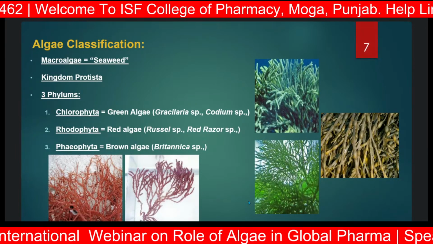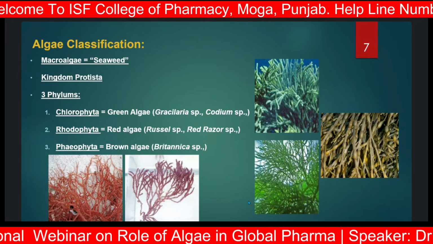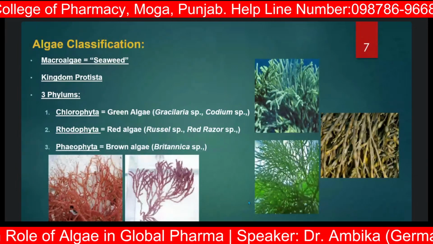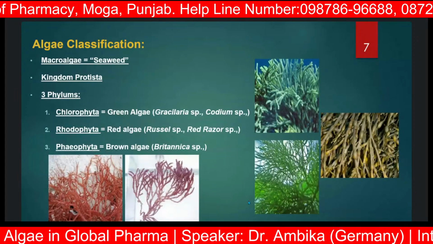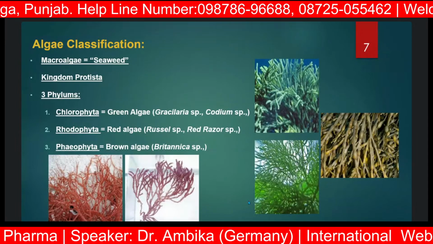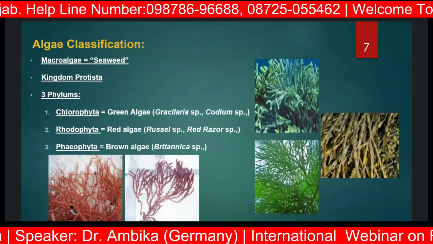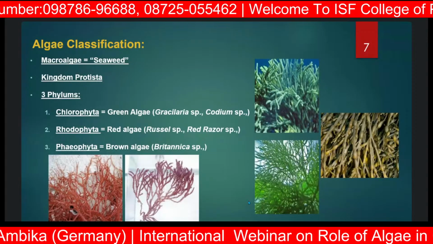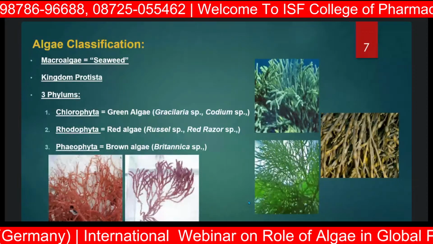For green algae, examples are Gracilaria and Codium, which are green in color. These are 2 examples. Rhodophyta, red algae, examples are on the left side pictures. These 2 are red algae. Phaeophyta is a brown algae. One species is an example of brown algae.